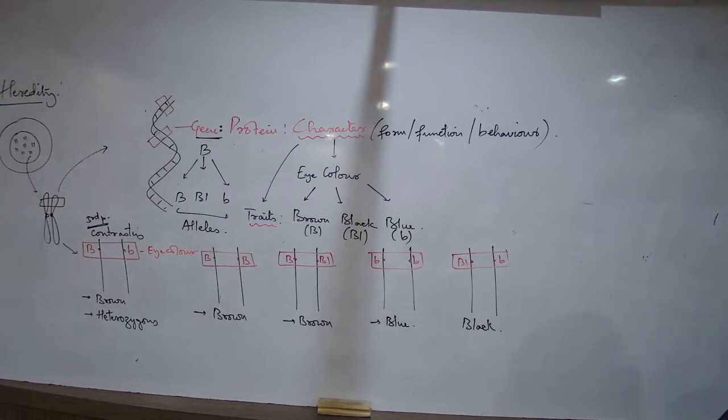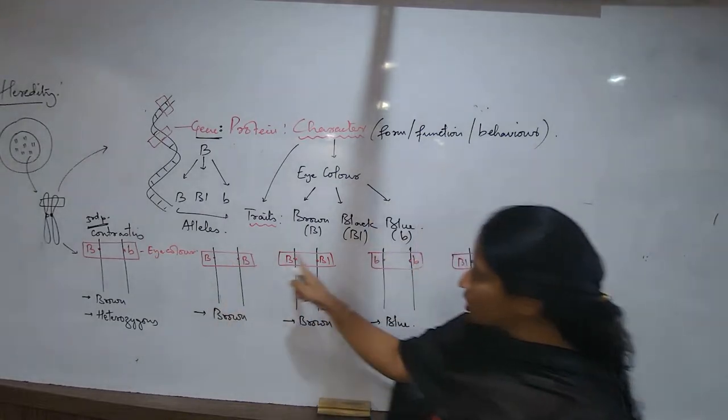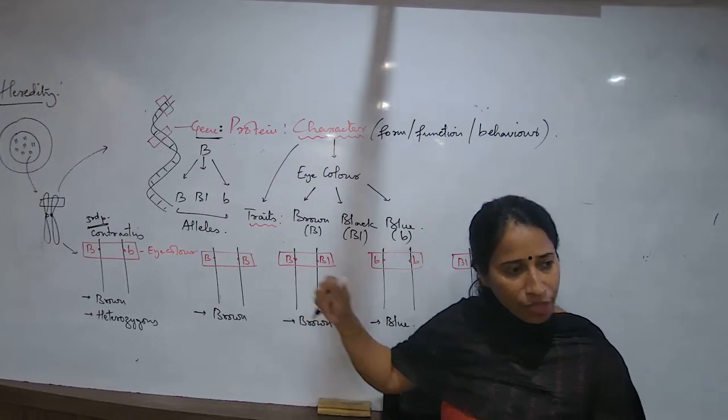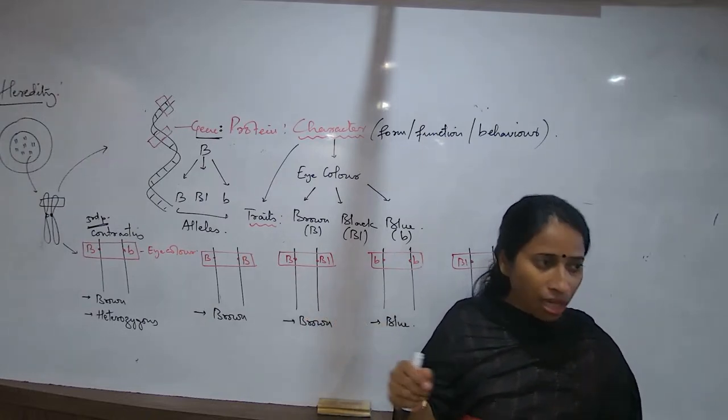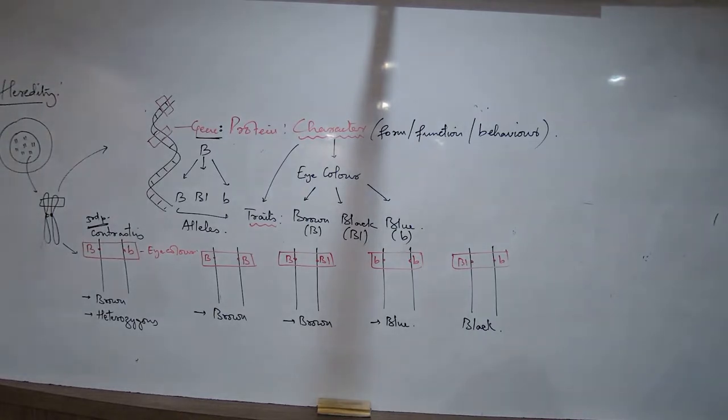No. Only two chromosomes. When we are talking about chromosome pairs, there are only two chromosomes, but this gene has three alleles. Can all three be in the body of one individual at once? Never, never. Only two at a time will be possible. Why? Chromosome pair means only two chromosomes.